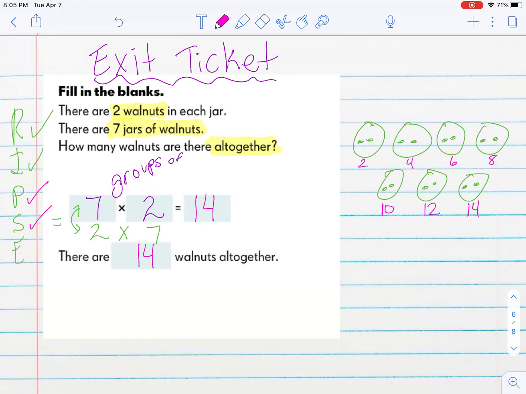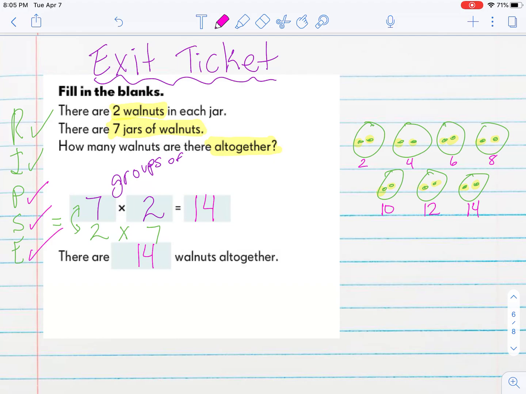To evaluate, I'm going to count these by 1s to make sure that I counted correctly. Okay, 1, 2, 3, 4, 5, 6, 7, 8, 9, 10, 11, 12, 13, 14. I did indeed count correctly.